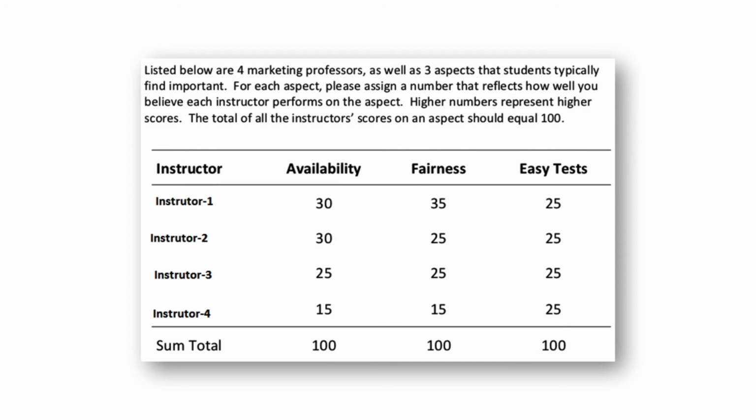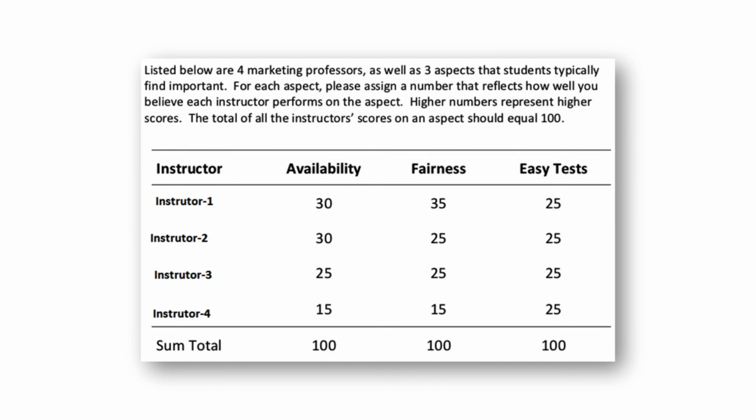Instructor 3 has scored 25, 25, 25, which comes to 75. Instructor 4 is getting somewhere around 55. So the sum total is out of 100. So instructor 1 has scored somewhere around, which I was talking about, 90, and others have got less. So this constant sum scale is somewhat moving in that direction.